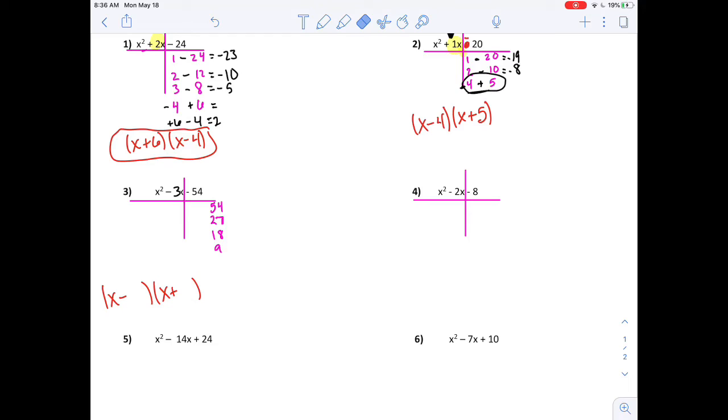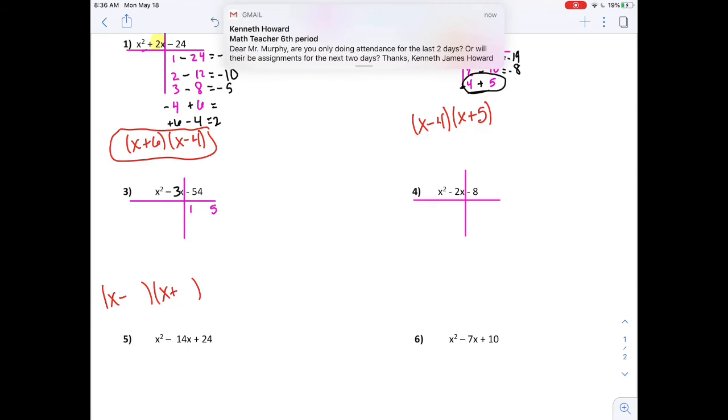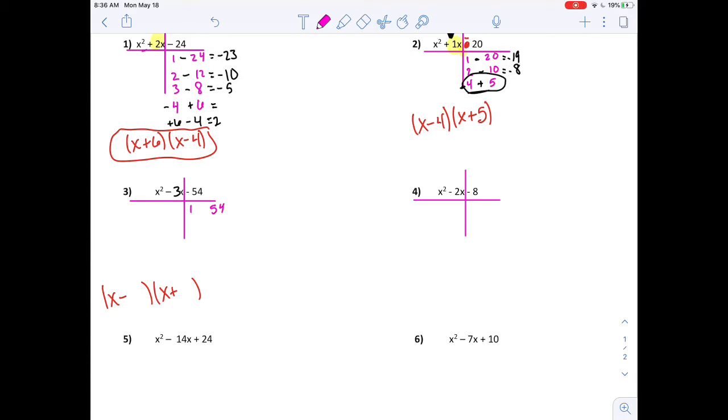All right, so we're going to find our factors of negative 54, and the factors of 54. So I've got 1 and 54. And then I can divide 54 by 2 in a calculator and get 27. Divide it by 3, and I would have 18. 6 times 9 is 54.